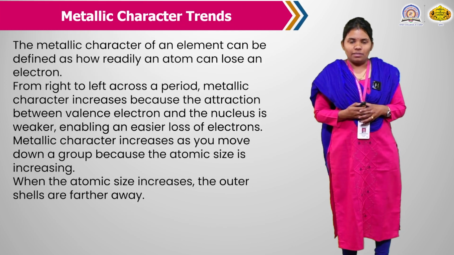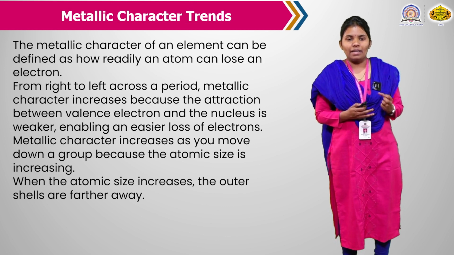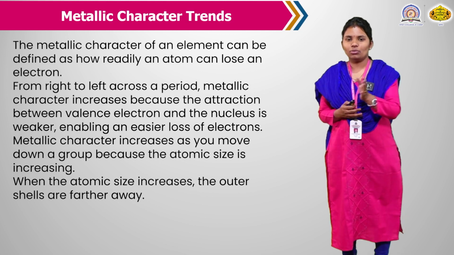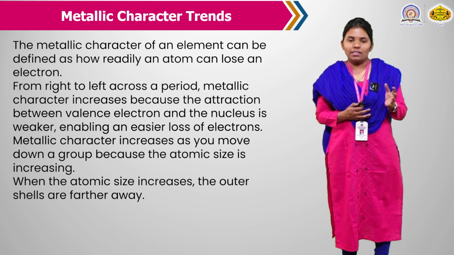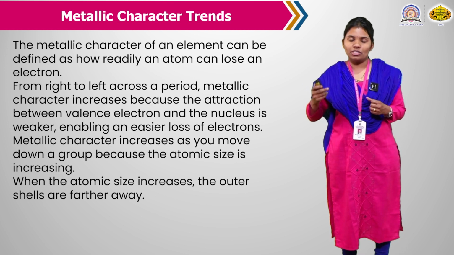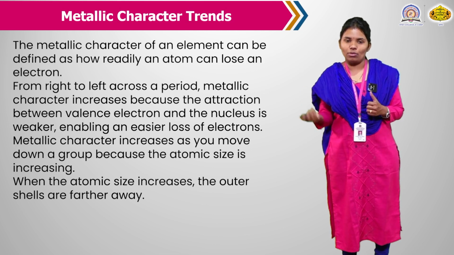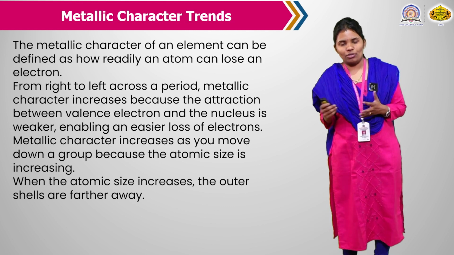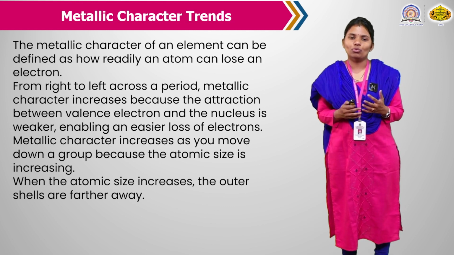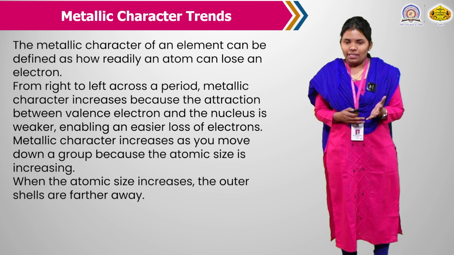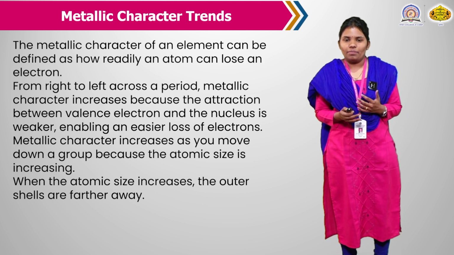The metallic character trend. The metallic character of an element can be defined as how readily an atom can lose an electron. From right to left across a period, metallic character increases because the attraction between the valence shell electrons, that is the electrons in the outermost shell, and the nucleus is weaker, enabling easier loss of electrons. Metallic character increases as you move down the group because the atomic size is increasing. When atomic size increases, the outer shell is further away.